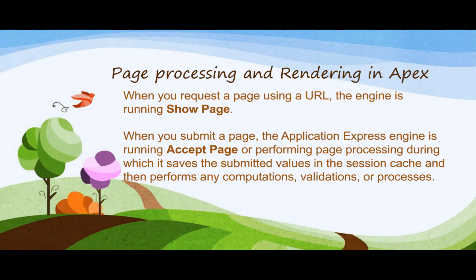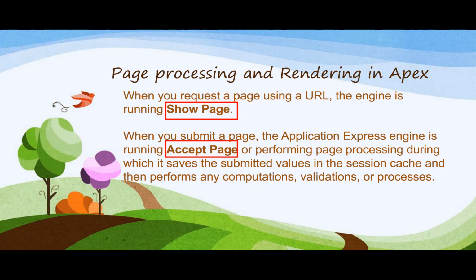So let us understand what is page processing and rendering. Rendering simply means presenting your page to client in web browser when you run your application. So when you are running your application, you are presenting your page to the client. So that is called rendering. So you request a page from Oracle Apex Engine using a URL. When you run an application, Apex Engine has two things to do: show page or accept page.